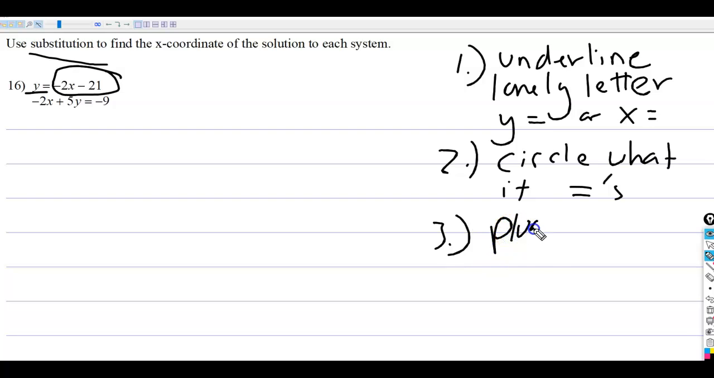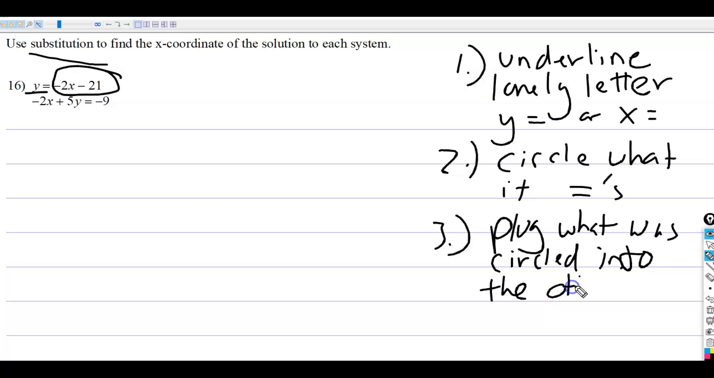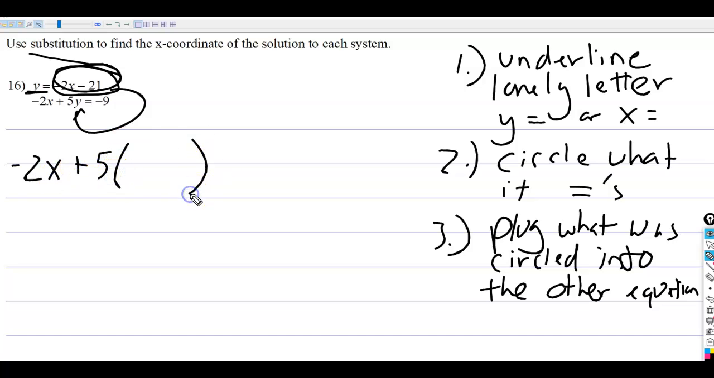Step 3 is you're going to plug what was circled into the other equation. Okay, so now since y equals negative 2x minus 21, I'm going to plug that in for the y in the other equation. I'm allowed to do that because that's what y equals. So I can replace y with whatever y equals. Just like that.